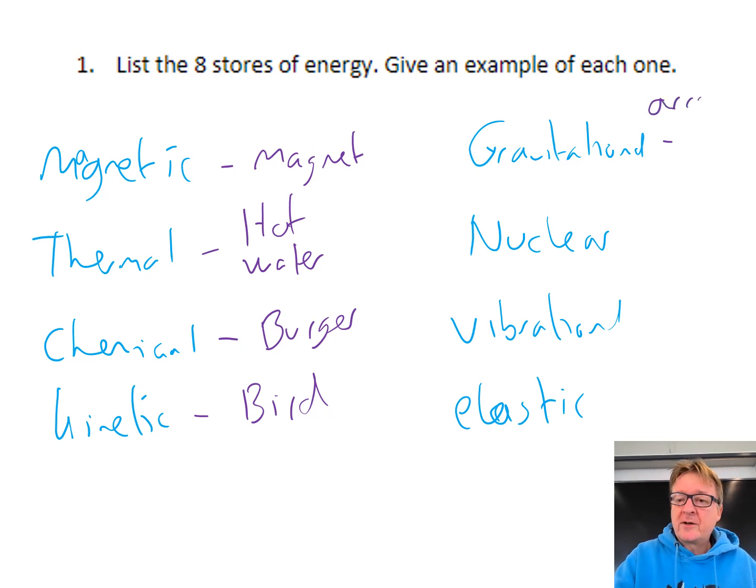Gravitational, we could have an arrow. So an arrow is above the ground and it's also got kinetic energy. Nuclear could be a bomb. Vibrational could be anything that is vibrating, even like the particles in a solid. And elastic could be a spring.